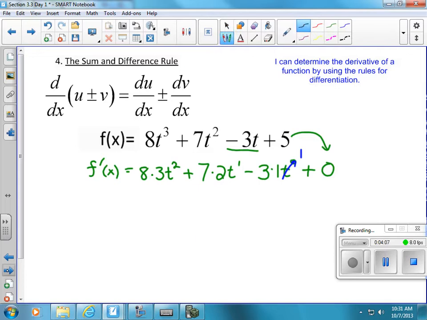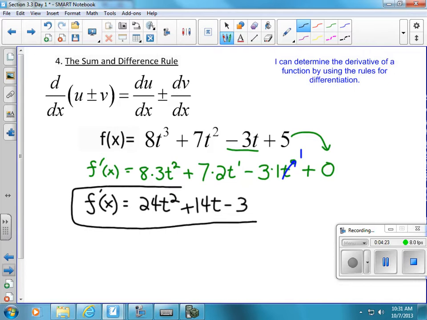So again, let's simplify this. 24t squared. We have 7 times 2, which is 14t. And we have negative 3 times 1 times 1. That is just a negative 3. That is our derivative for the given function.